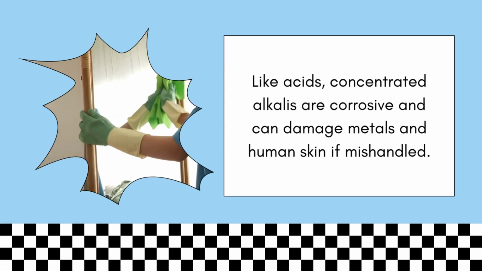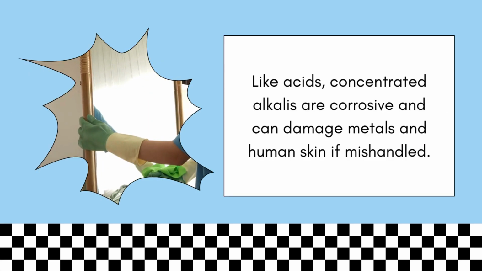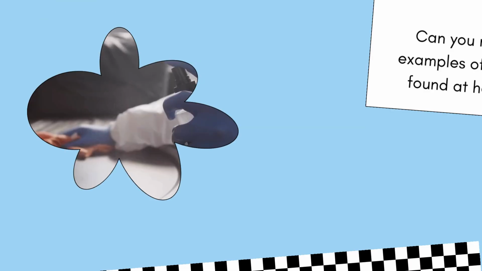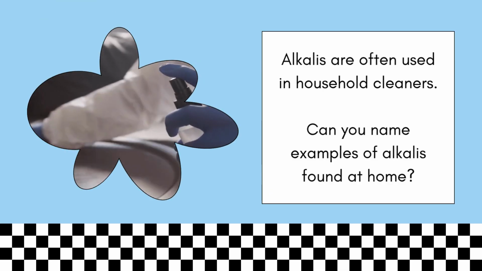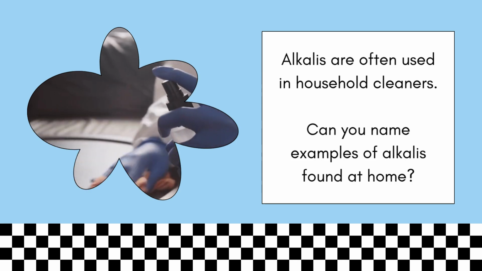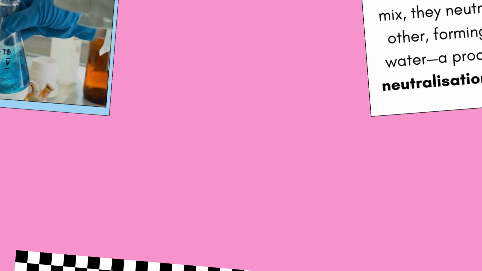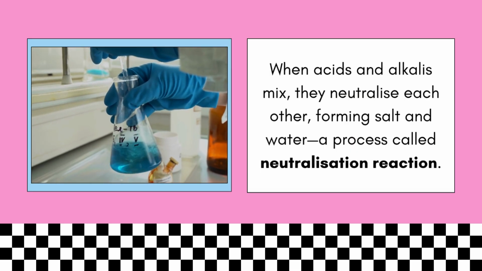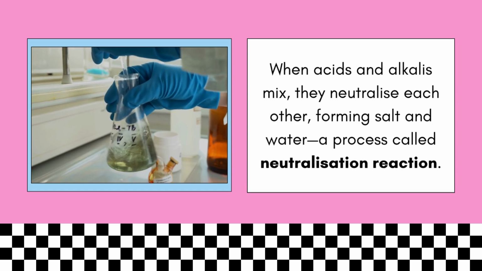Like acids, concentrated alkalis are corrosive and can damage metals and human skin if mishandled. Alkalis are often used in household cleaners. Can you name examples of alkalis found at home? When acids and alkalis mix, they neutralize each other, forming salt and water, a process called a neutralization reaction.